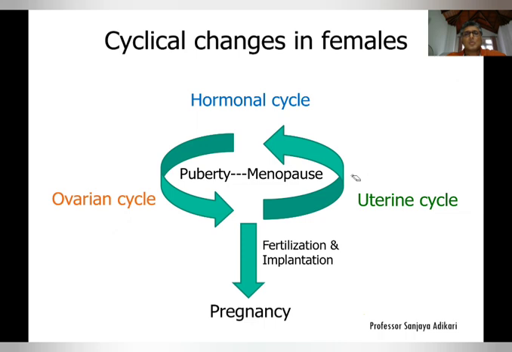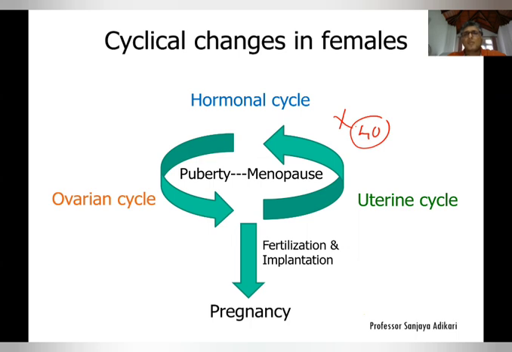implantation. So at one time point, any of the ova that are released gets fertilized, and the fertilized ovum gets implanted, then that will lead to a pregnancy. That is conceiving. Now, when there is a pregnancy, there is temporary interruption of these 3 cycles for roughly 38 to 40 weeks.